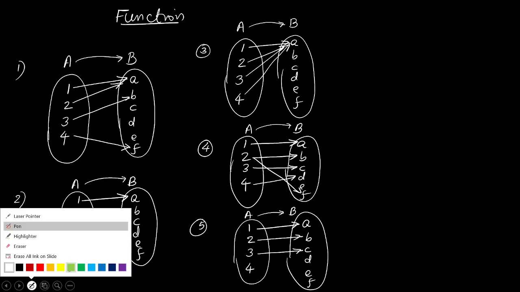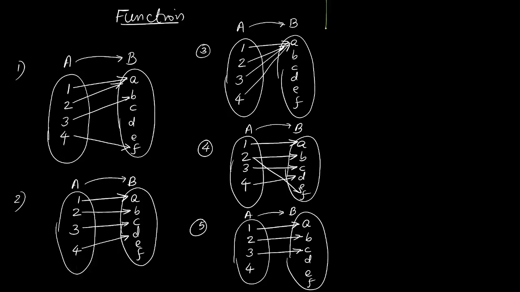I am going to define function. Function is a special type of relation in which a relation is said to be a function if each element of set A, listen carefully, has a single image in set B. I will repeat. Each element of set A must have a single image in set B.